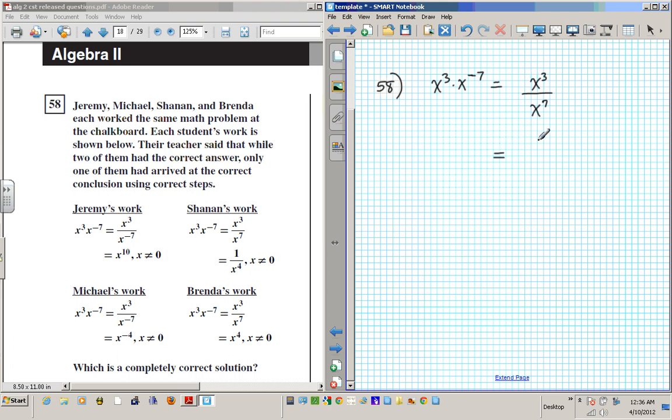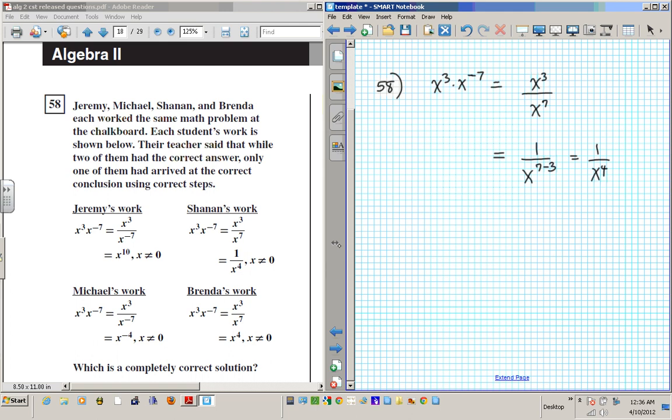So to finish this up, you basically subtract the smaller one from the bigger one. Okay, so the smaller one is going to be subtracted from the bigger one, power. So it's going to be x to the 7 minus 3. Okay, and then your answer is going to be 1 over x to the 4th. So who's right? Shannon is correct.